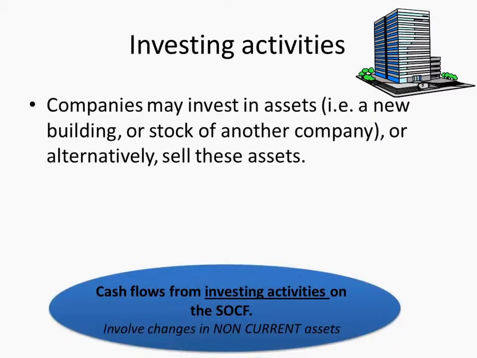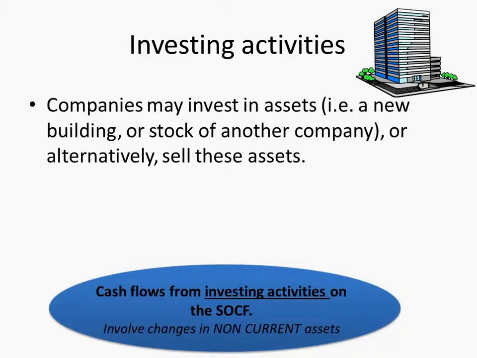Now, investing activities. I gave you buying or selling a building as an example. So companies may invest in assets. They can also invest in stock of another company. I gave the example in class before of Amazon making an investment in Yahoo. Or alternatively, they can sell these assets during the period. These are called cash flow from investing activities on the statement of cash flows. They involve changes in non-current assets. This is very important.